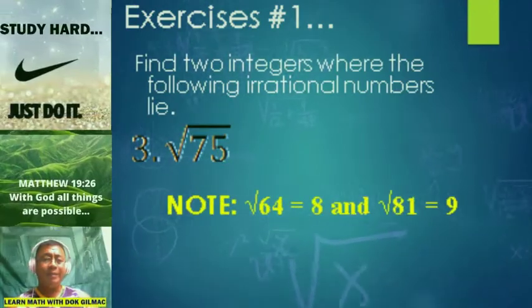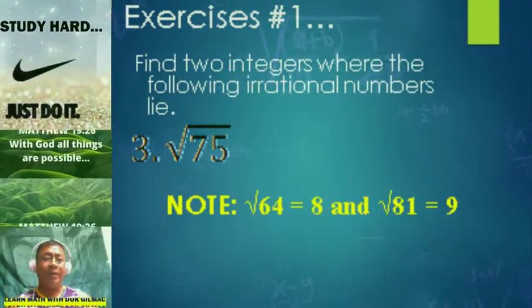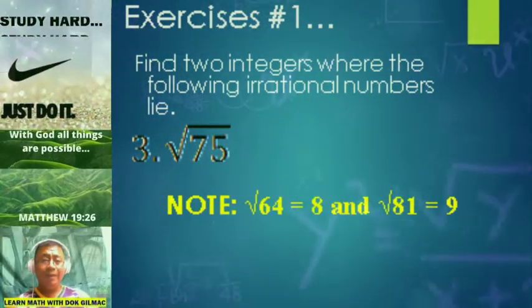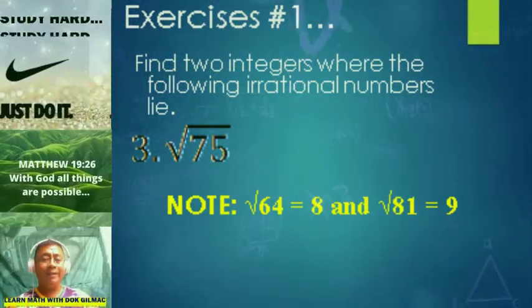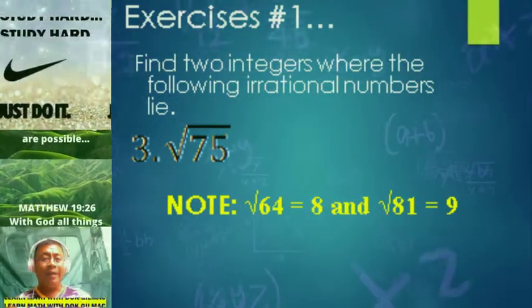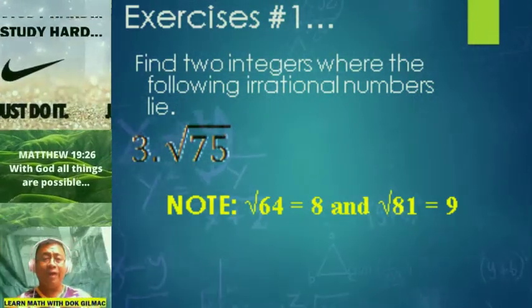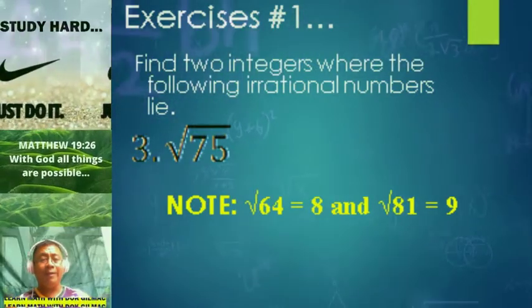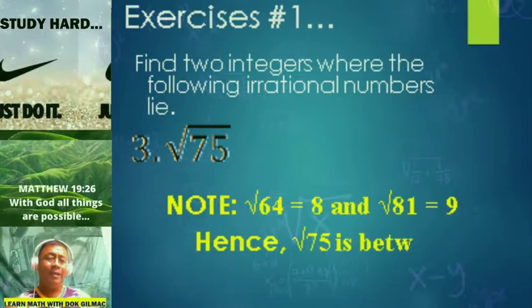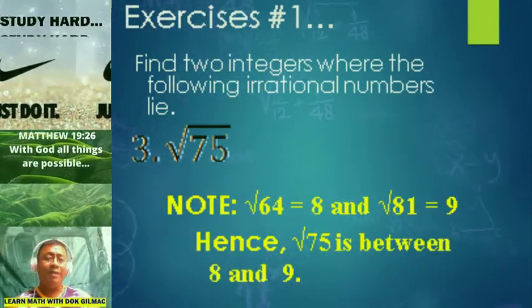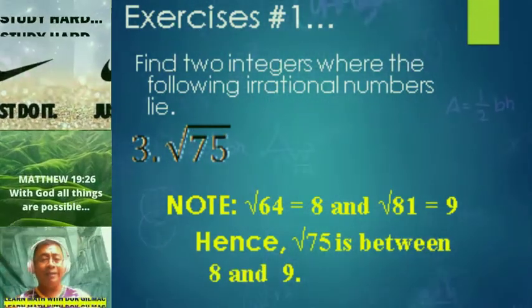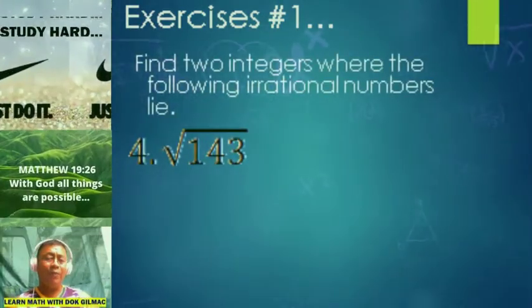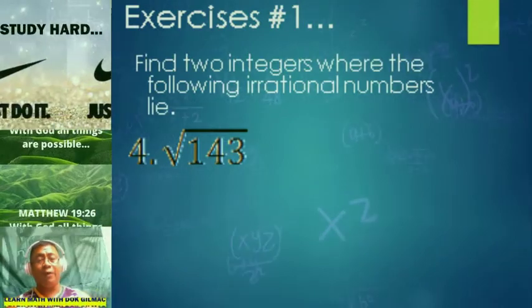Number 3, the square root of 75. Take note, class, the square root of 64 is equal to 8 and the square root of 81 is equal to 9. And take note, the square root of 75 is between the square root of 64 and the square root of 81. So therefore, class, the square root of 75 is between 8 and 9.